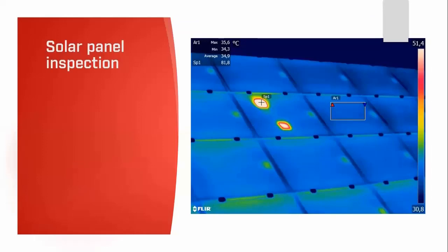These are defective cells. These are solar panels on a roof. We've got 2 defective cells in that panel. They're just not able to convert the energy from the sun into electricity, and they've really just got hot. And we've used quite a high resolution camera on this. It was a 640 by 480 pixel resolution.